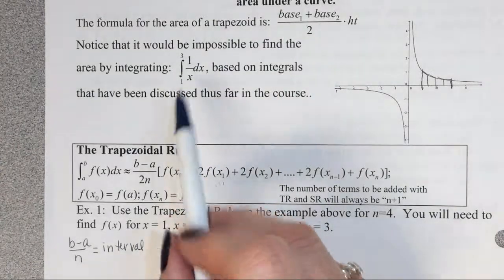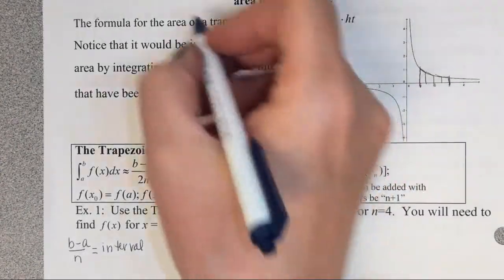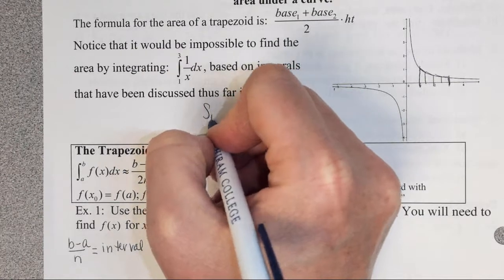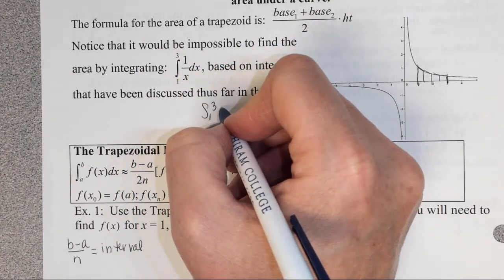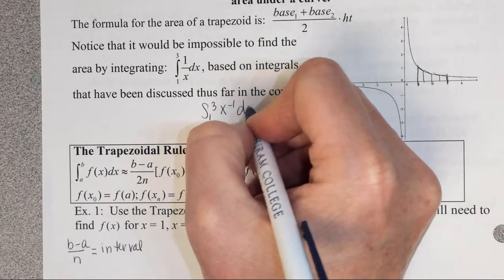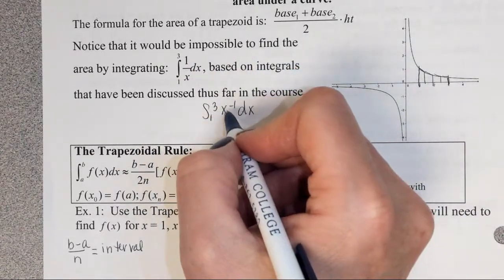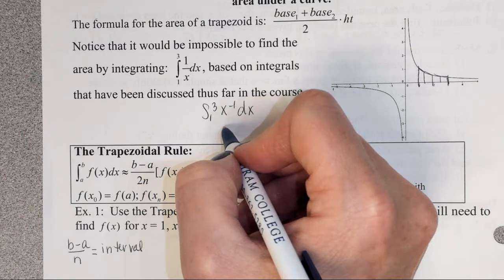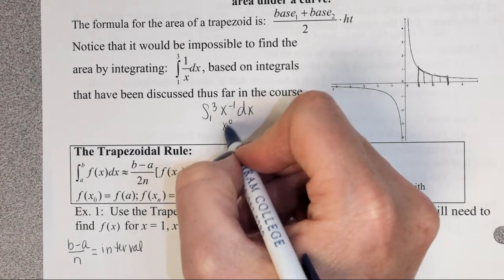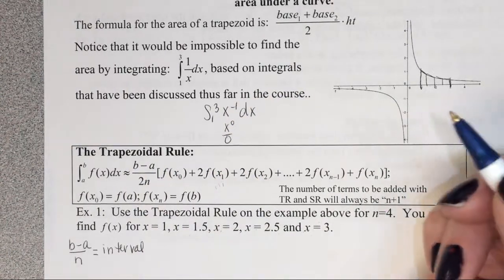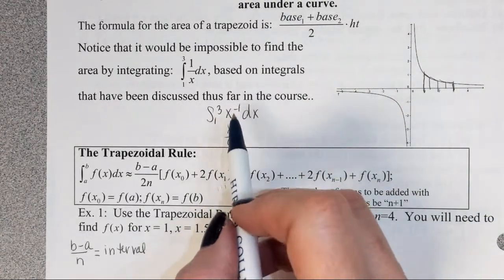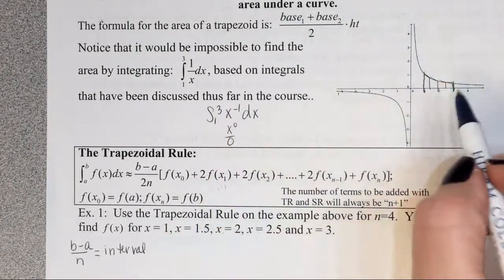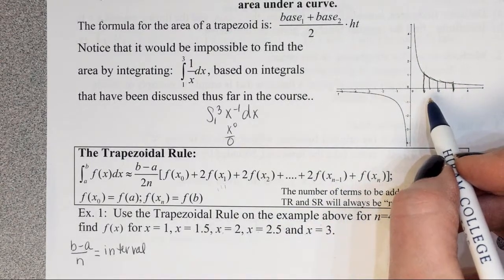Now, here's the whole reason that we need these rules. What if I went and tried to do this problem? And what's another name for 1 over x? So let's say I try to integrate that. If I add 1, what do I get? And I would divide by 0. You can't do it, can you? So this would be a problem that cannot be integrated. So I would have to use trapezoidal or Simpson's rule.